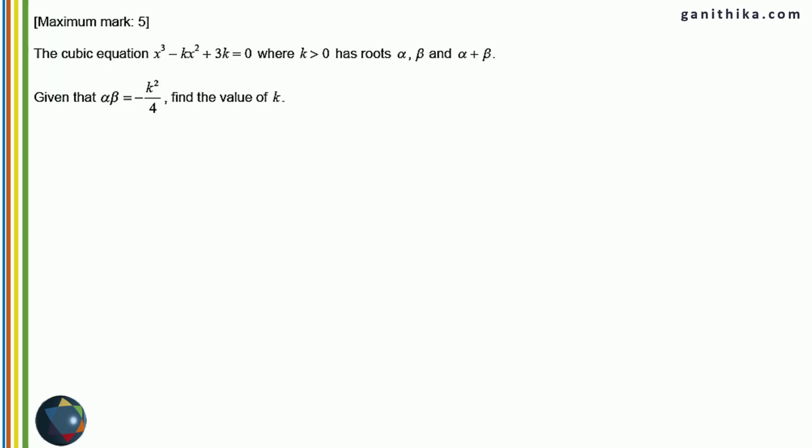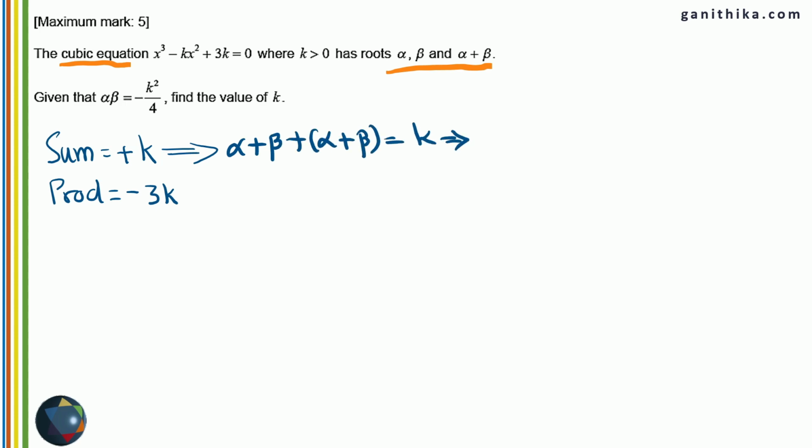Again, roots of the polynomials. It's a cubic polynomial. You can notice that x cube minus kx square plus 3k equal to 0. X term is missing. 3k is the constant. And the roots given are alpha, beta and alpha plus beta. So alpha, beta and alpha plus beta are the three roots. From this you can say that the sum of the roots is plus k and product of the roots is minus 3k from the formula that we had from the formula booklet. Now the sum is plus k.